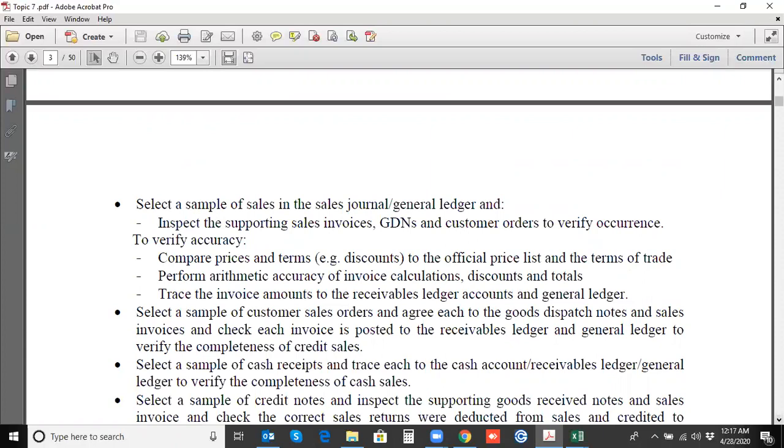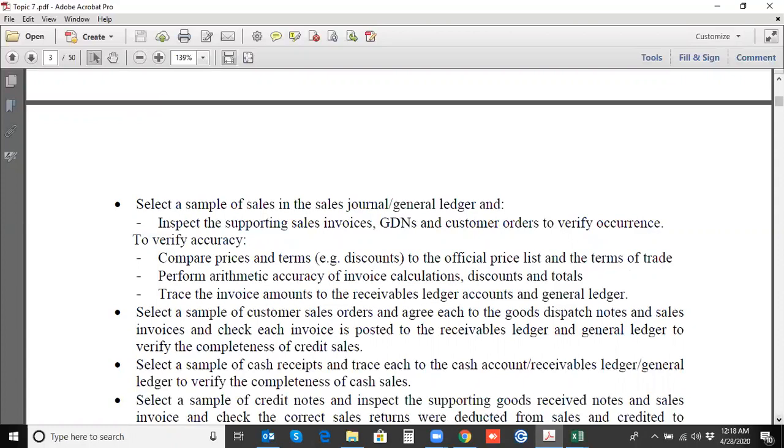You can look at the prices. Are they matching with the company's approved price list? In terms of arithmetic accuracy, are they adding and casting and done properly on the invoice? And you can trace the amounts on the invoices to the general ledger.